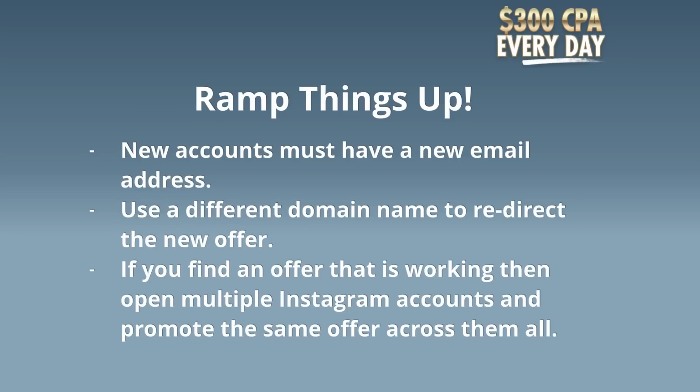Now, if you do find a CPA offer that is working very well for you, I highly recommend opening multiple Instagram accounts and promoting it across all of them, sort of separately. So for example, if you found an Apple Watch offer that was converting well, set up loads of Instagram accounts, obviously with different email addresses and different domain names you're redirecting from, but with similar pictures, maybe slightly different. I mean, just use your inspiration, think outside the box here. It's definitely a method I've used before, to ramp things up when I know something's working well for me. Just create loads and loads of accounts.